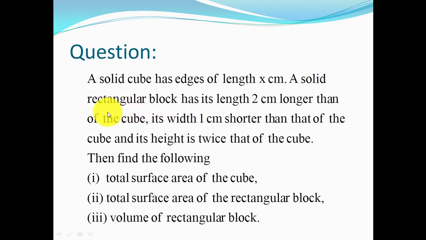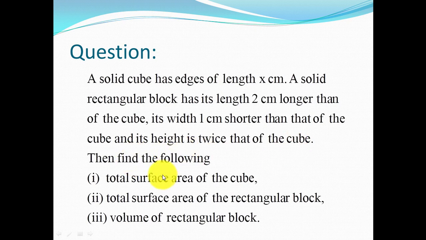A solid rectangular block has its length 2 centimeter longer than the cube. It means that the length of the rectangular block is equal to x plus 2 centimeter, and its width 1 centimeter shorter than that of the cube. It means that the width of the rectangular block is x minus 1, and its height is twice that of the cube. It means that the height of the rectangular block is 2 multiplied by x.